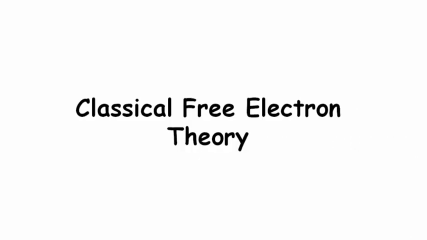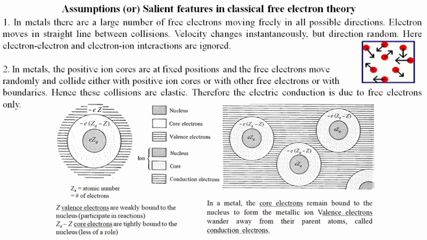Now we will start classical free electron theory. In the classical free electron theory, scientists Drude and Lorentz assumed some features. They assumed that in metals there are a large number of free electrons moving freely in all possible directions, and electrons move in a straight line between collisions, and velocity changes instantaneously but direction is random. So the electrons are moving in all possible directions, and hence they ignored the electron-electron and electron-ion interactions in this classical free electron theory.